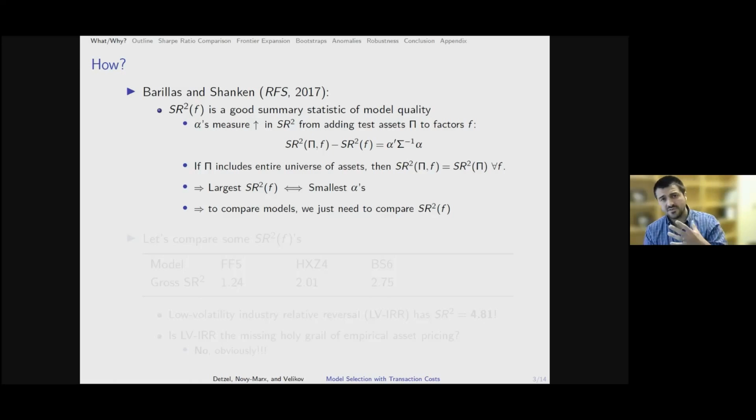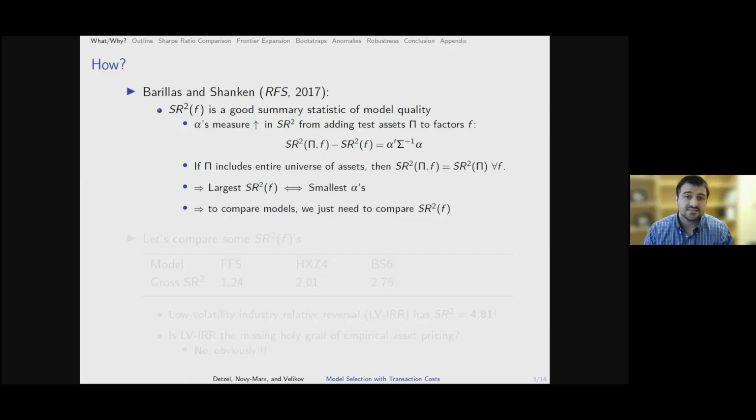So they start with a fairly classic result that goes back at least to the GRS paper in the late 80s that showed us that alphas give you a sense of how much you can expand the mean variance efficient frontier, in the context of how much is the improvement in squared Sharpe ratio from adding a set of test assets pi to a set of factors f.